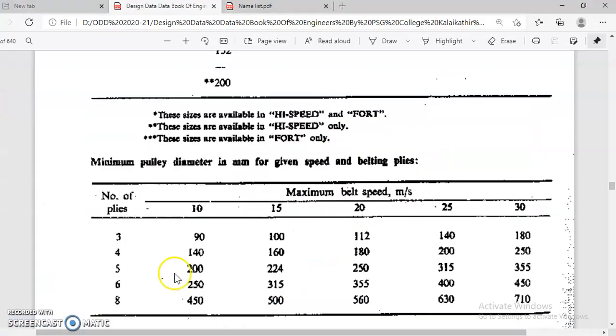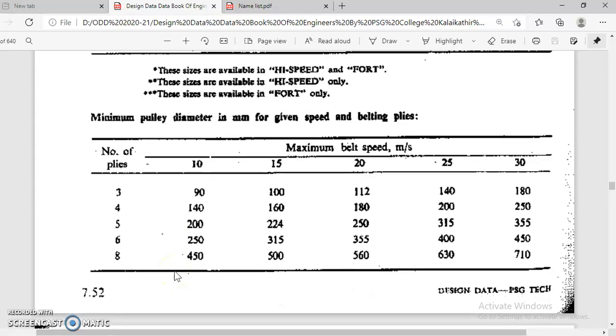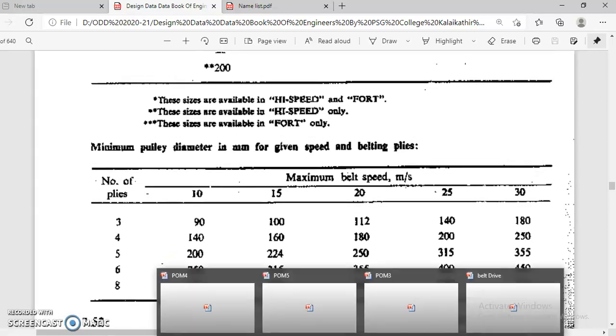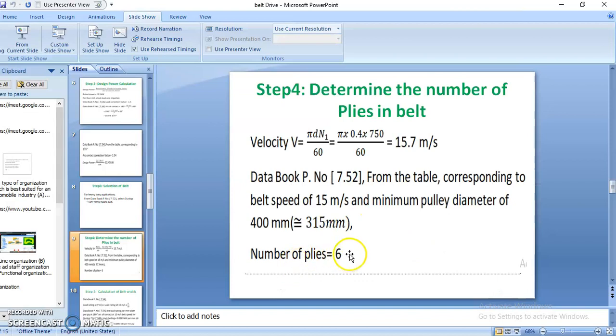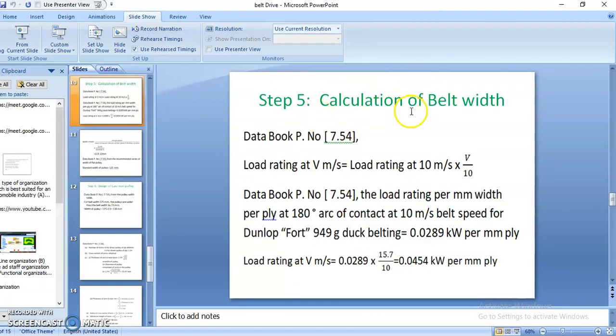And from the table, corresponding to 15.7, let us take 15, which is nearer. For the minimum smaller pulley diameter of 400, you can select 500 or 315. As 315 is nearer to 400, let us choose 315. For 315 and 15, the number of plies is taken as 6, or you can choose 8, no problem. So number of plies equal to 6. This is step 4. Step 5 is calculation of belt width.